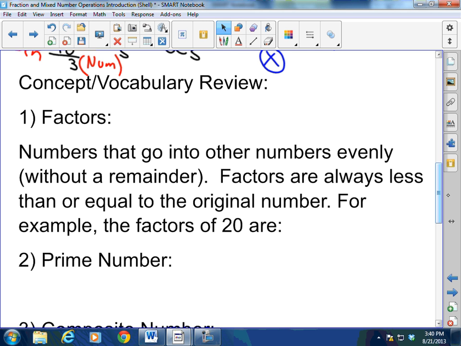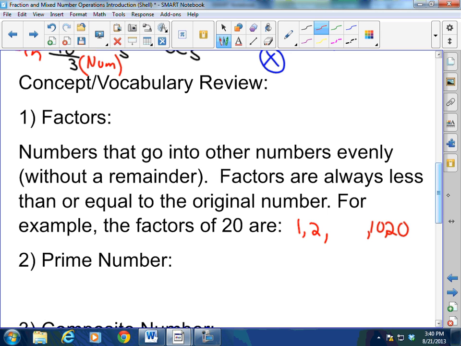For example, the factors of 20. The way I find the factors of 20 is I always start with 1. I go from 1 to 10, and I ask myself, okay, 1 times what is going to give me the number in question? In this particular case, 1 times 20 will give me 20. So those are two factors already. 2. Does 2 go into 20? Yeah. 2 times 10. So now I've got 4 factors.